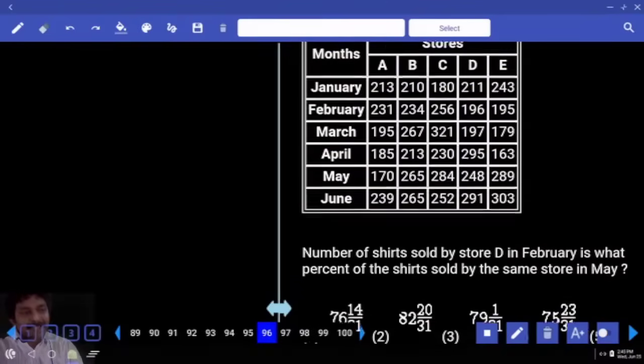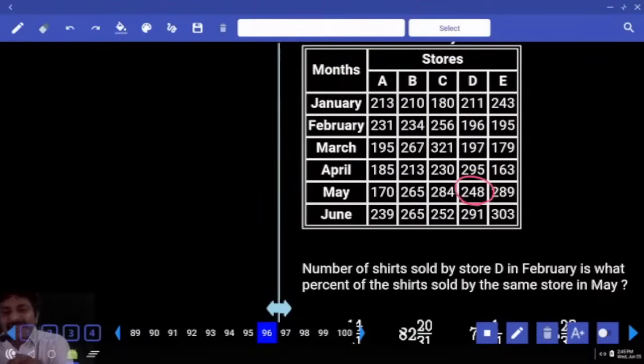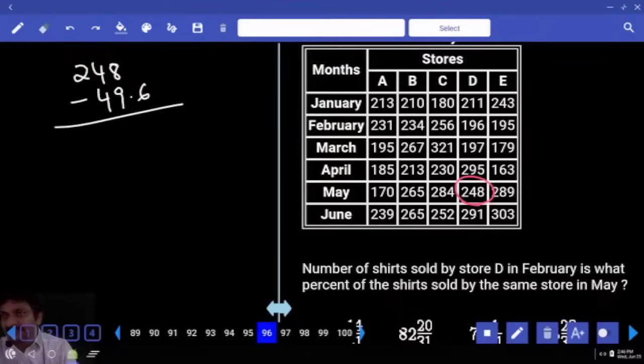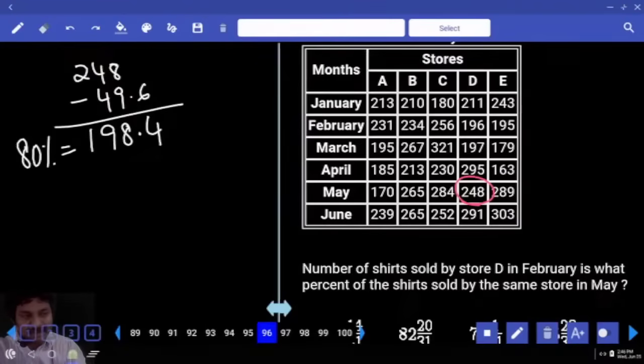Right? So let me calculate the exact 80% value. Exact 80% in the sense of subtracting 20% only. 10% of 248 is 24.8, double that is 49.6. First subtract 48 from 250, then you still have to subtract 1.6. 198.4. This is 80%, correct? But what is our numerator? 190. Is that more than 198 or less than 198? So the answer should be less than 80%.